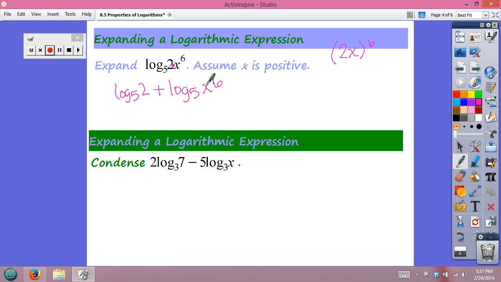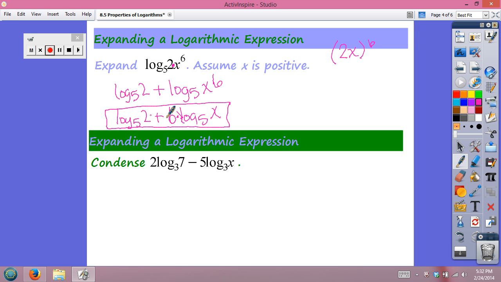And now that the 6th power is around everything that it's being taken the power of, we can use that power property. So we get log base 5 of 2 plus, take it down to the front, 6 times log base 5 of x. Please make sure that you have the exponent around the entire thing. Otherwise, you have to use the product property first and then the power property. So this would be your final answer. We cannot expand this expression any further. So the next thing we want to do is condense the expression.